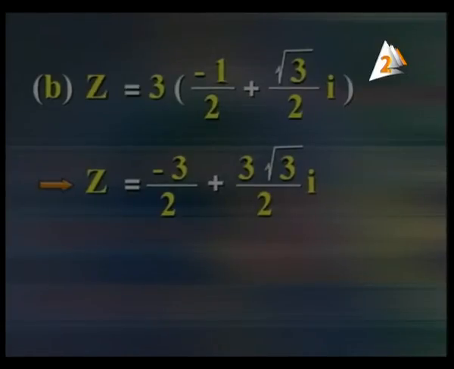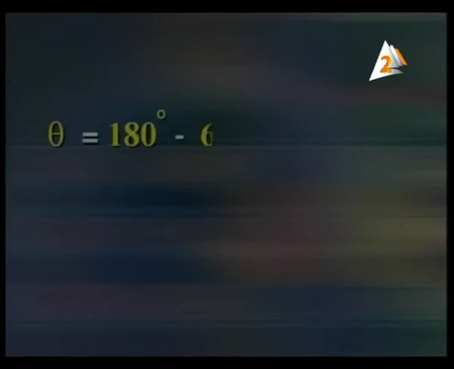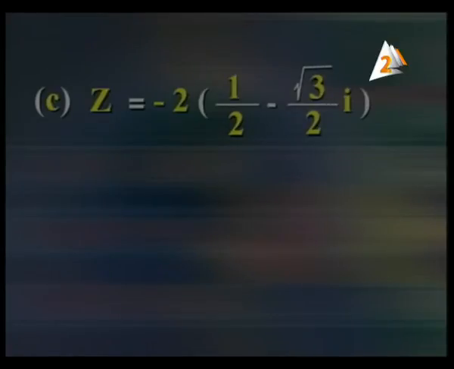Number B: Z equals 3 multiply negative half plus root 3 over 2 i. What do you mean? Z equals negative 3 over 2 plus 3 root 3 over 2 i. What is r? r equals square root of negative 3 over 2 all power 2 plus 3 root 3 over 2 all power 2, equals 9 over 4 plus 27 over 4. Then r equals 3. Theta equals 180 minus 60, which is 120. Then we can put Z equals 3 multiply cosine 120 plus i sine 120. Number C: Z equals negative 2 multiply half minus root 3 over 2 i. Multiply negative 2 by the bracket: negative 1 plus root 3 i.